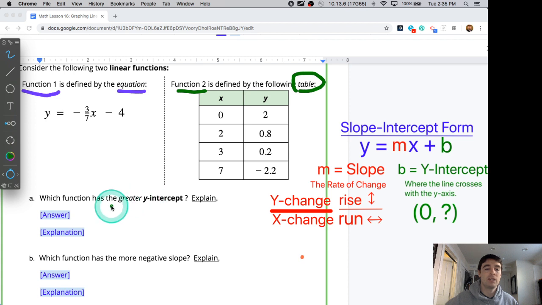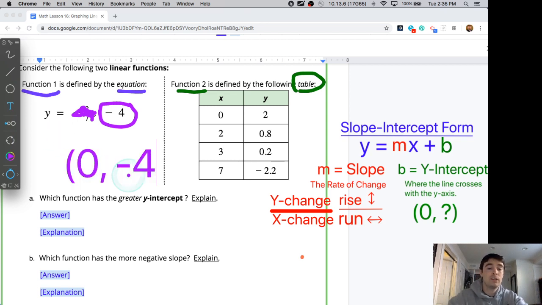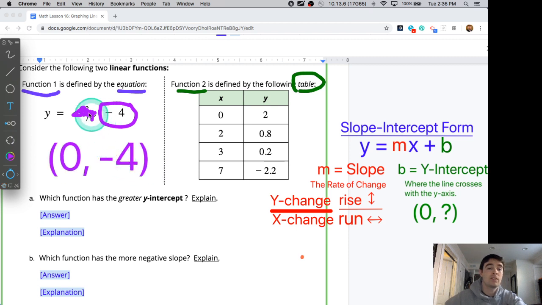The first one, part A, says which function has the greater y-intercept. So if I want to make a comparison between 2 linear functions, I need to know the y-intercept for both of them. So I'm going to first take a look at the equation, and for the equation, it is in y equals mx plus b form. The y is all by itself, so I know whatever the b is, or in this case, the -4, that represents our y-intercept there. If I make the x value 0, that would cancel out the -3/7x, and y would be -4. So this does indeed tell me, for this first function, if x is 0, y needs to be -4. That's really the y-intercept there.